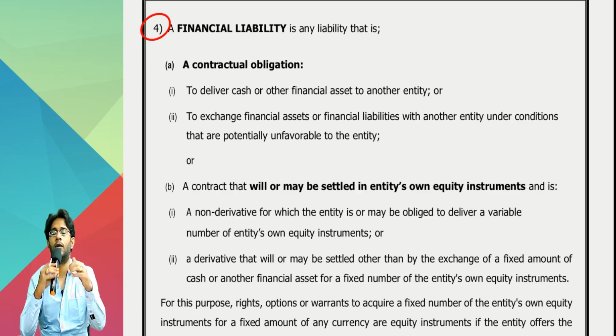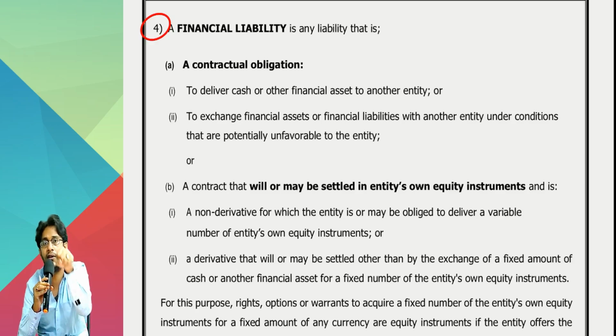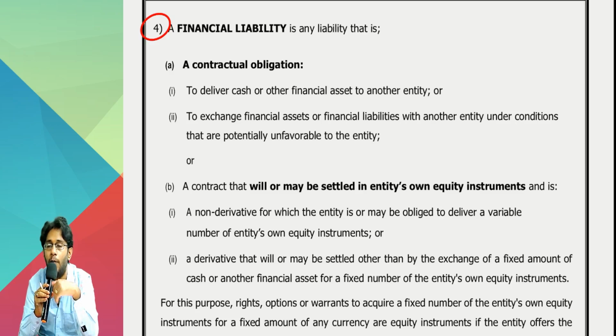Now, sir, in financial assets, we learned 3 points. In that third point, think of the opposite version. What is the third point? Contractual right to receive cash is a financial asset. What is the opposite? Contractual obligation. Here, instead of receiving cash, you deliver cash, pay cash.